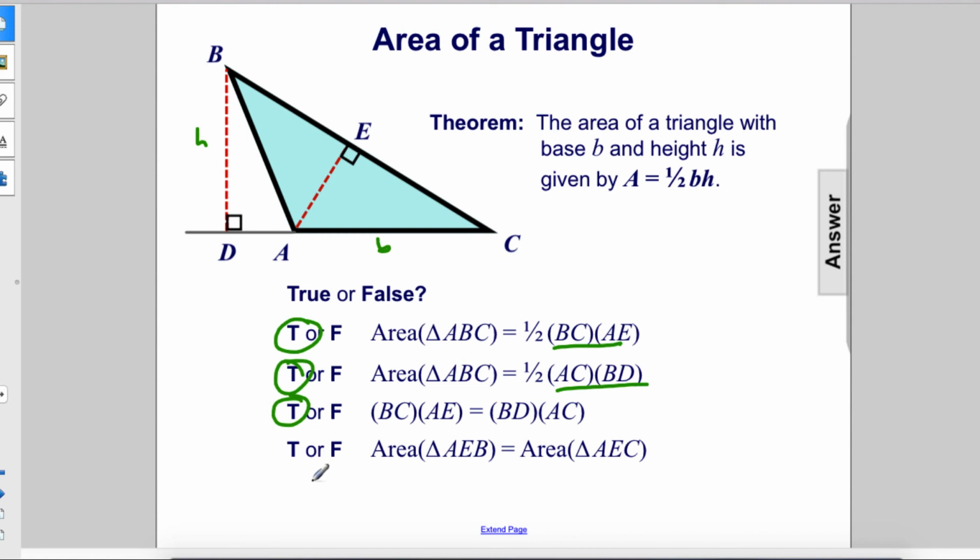All right, finally, true or false? The area of AEB, so the area of this triangle, equals the area of this triangle? Well, nothing that we've done has shown that this height bisected this triangle, or that these two triangles are congruent. We have no idea, so this is false.